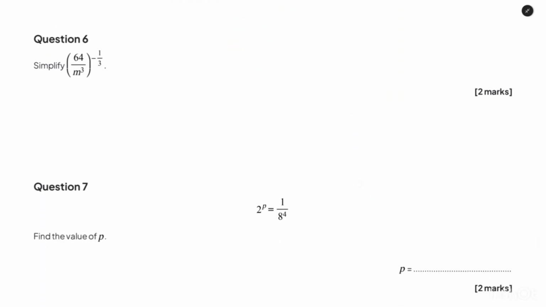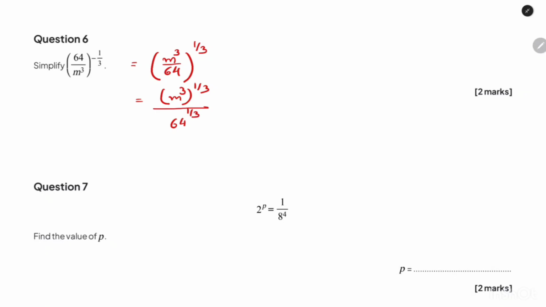First step, make the power positive. The power is negative 1 by 3, so it will become positive 1 by 3. Mark my word, power will not reciprocate, it will just become from negative to positive or positive to negative, but the base will be reciprocated. So here the base is 64 upon m cube, so it will become m cube upon 64, and the power will be positive 1 by 3. Now you can give them separate powers, so m cube to the power 1 by 3, and 64 to the power 1 by 3.